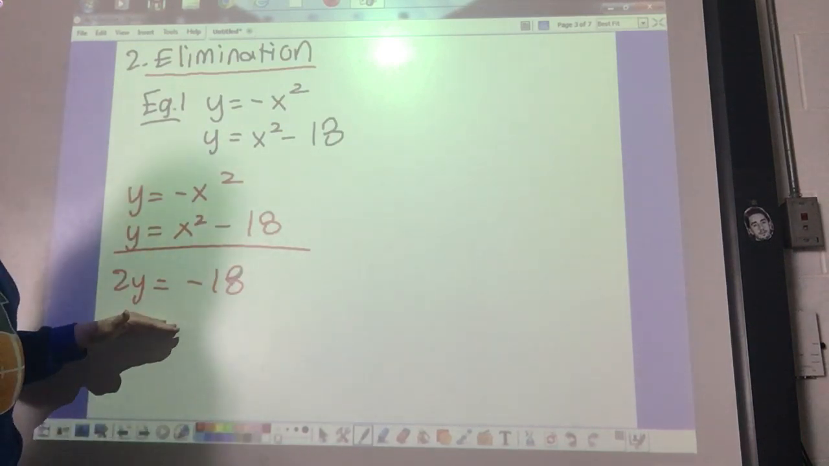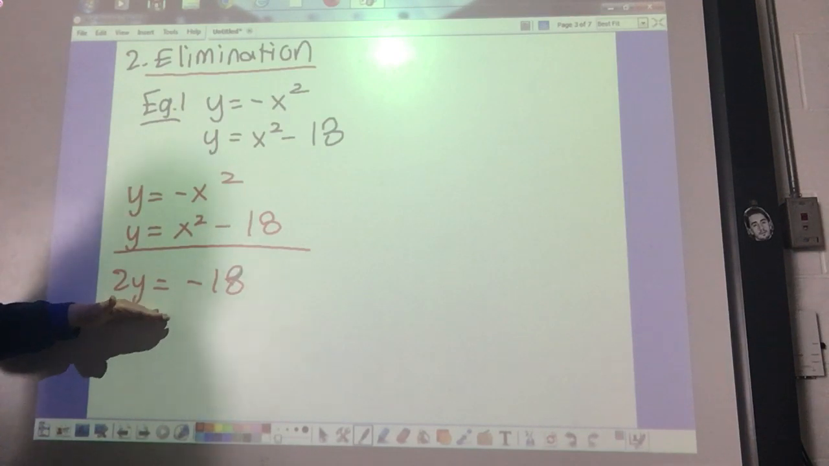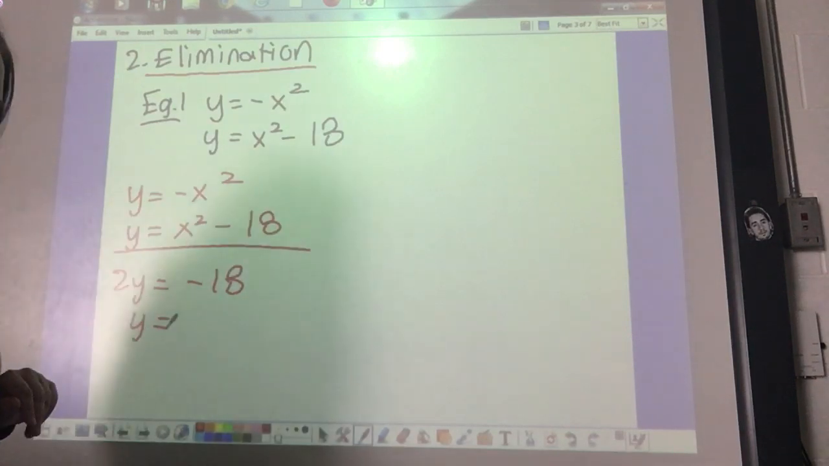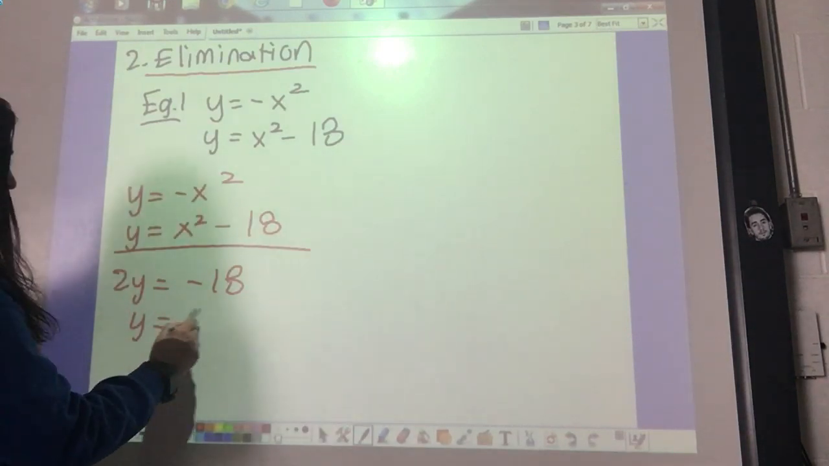You should only have one variable. If you still have some x's and some y's, you've done something wrong. You can only have x's or only have y's at this point. And now the rest, when you solve, this would give us negative 9.